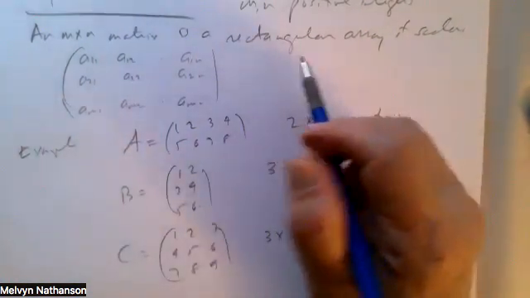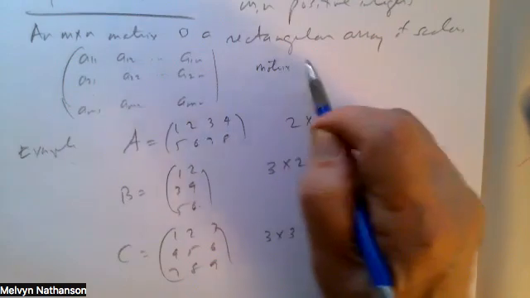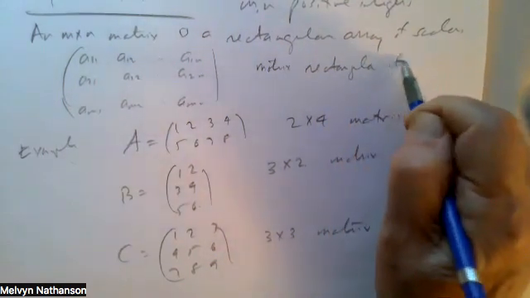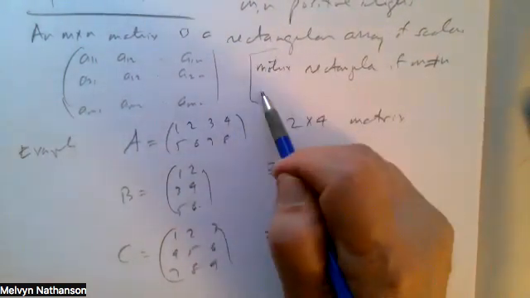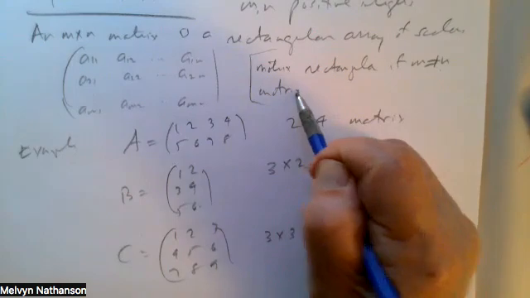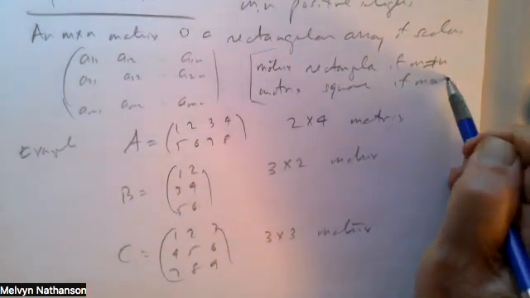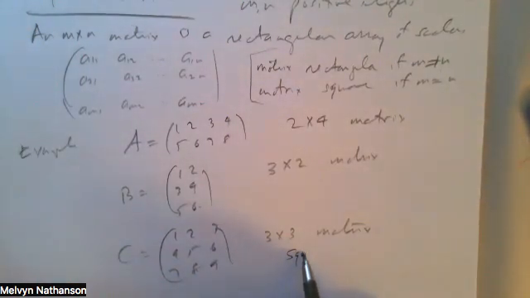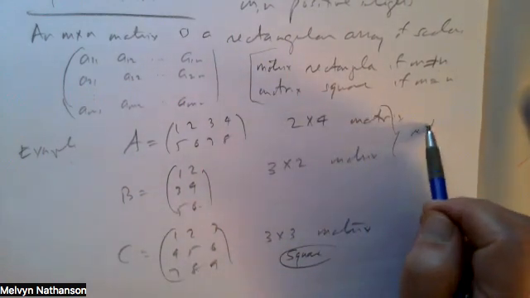And for a matrix, we say the matrix is rectangular if the number of rows is different from the number of columns, and a square matrix if the number of rows equals the number of columns. So this 3 by 3 matrix is square, and these 2 matrices are rectangular.